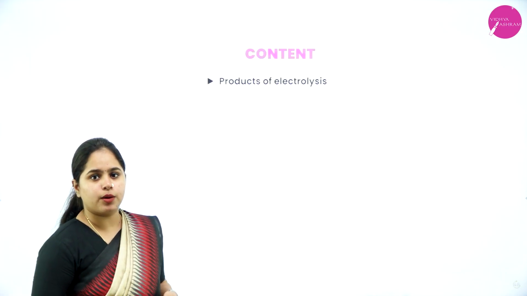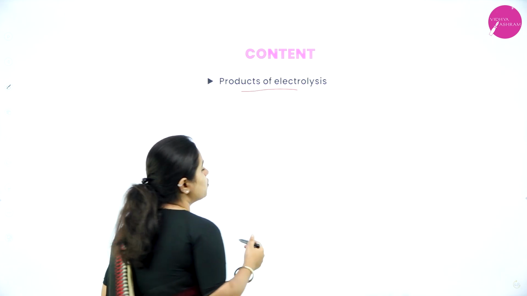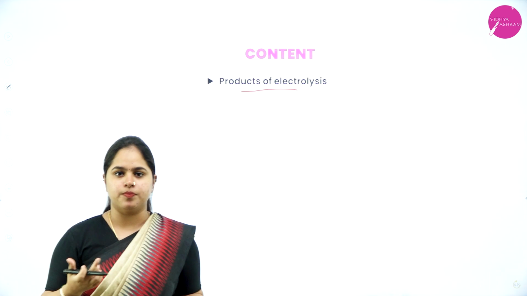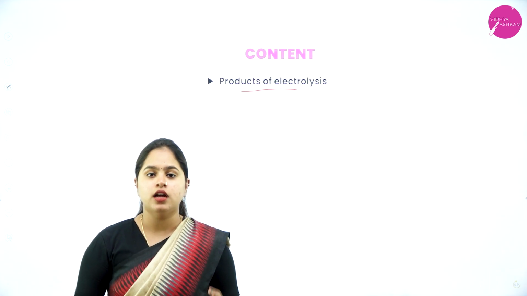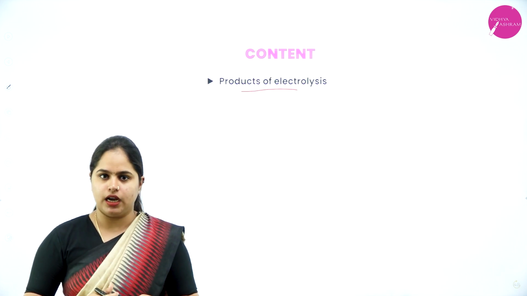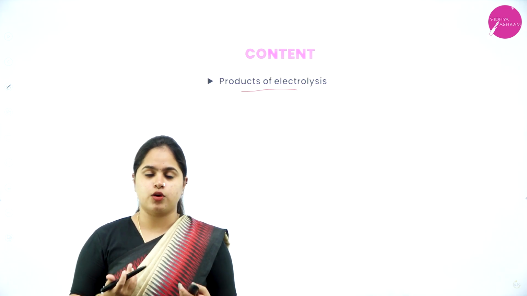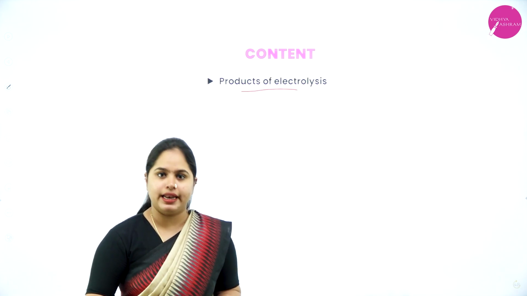So in today's session, we are moving on with electrolysis, that is products of electrolysis. So when electrolysis is happening, that is in an electrolytic cell, what will be the products which will be formed? So why we are studying this is, we are going to study the different products that are going to be formed during electrolysis.